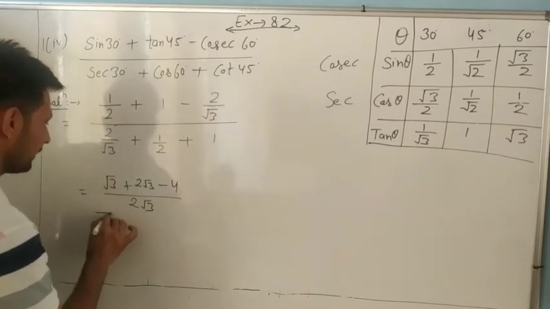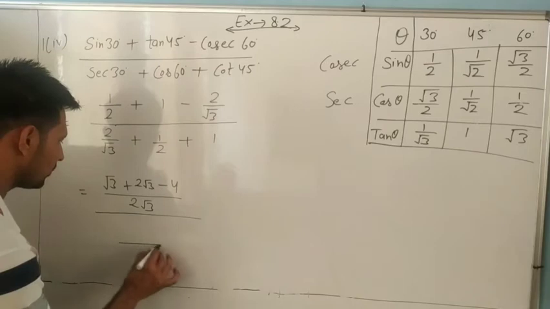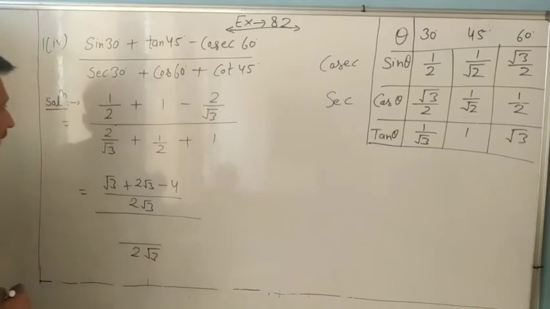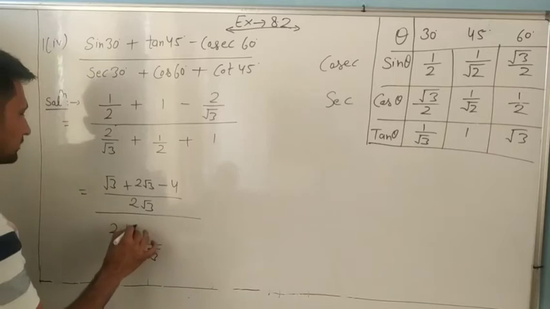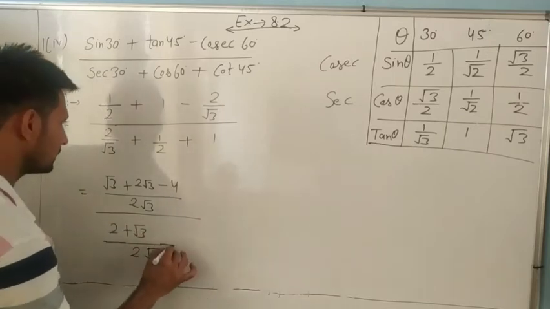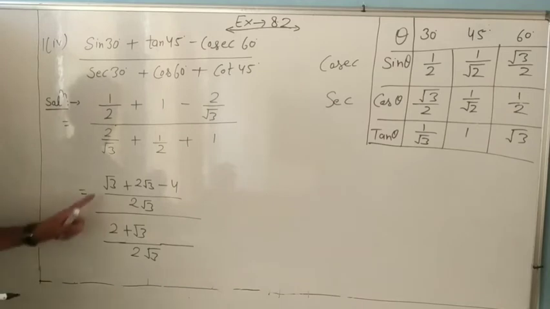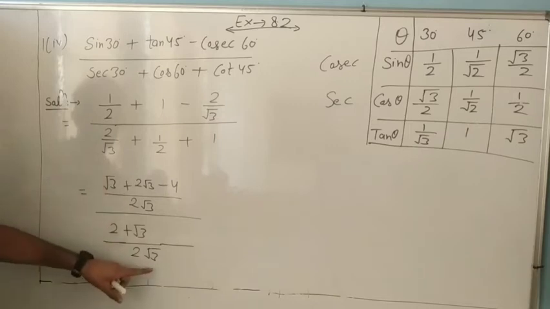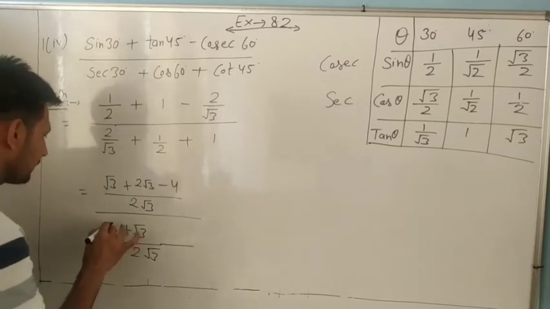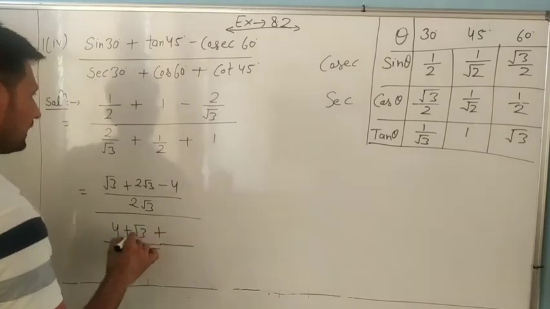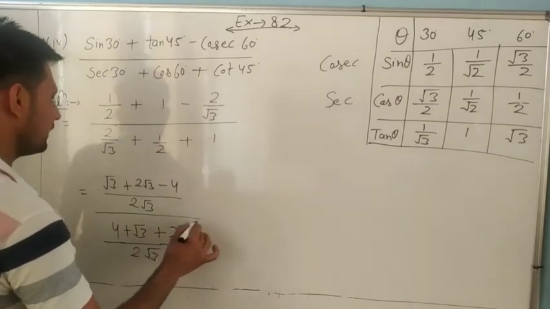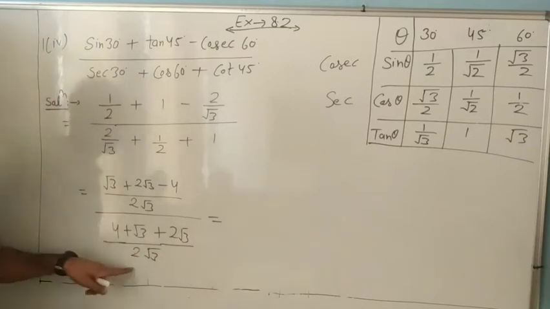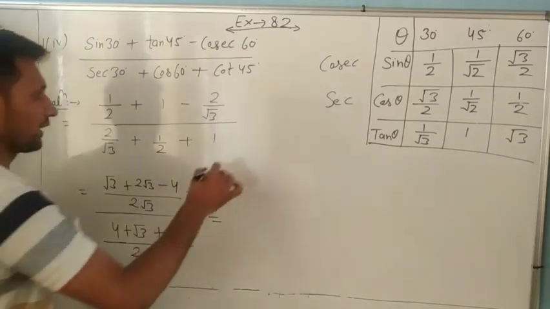Now the big sign. Again 2 upon root 3. It becomes 2 plus root 3. Understand? 2 upon root 3, 1 upon 2. So it becomes root 3 divided by root 3, and it becomes 4. Now plus how much? 2 root 3. Now very simple. This one and this one cancel or not? Otherwise you can write it like this.